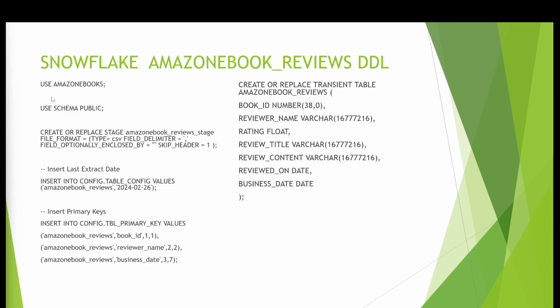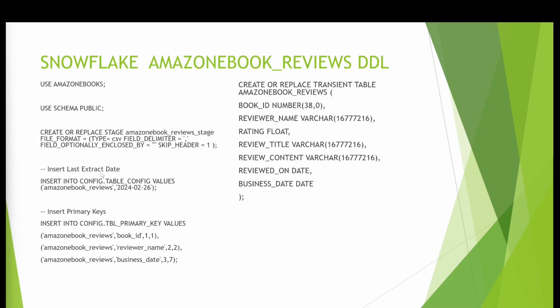Here also I just add all the details. We're creating a stage. Here also I use a named stage. The stage name is Amazon book underscore reviews underscore stage. This is also in the same file format, CSV, delimiter comma, and option enclosed by, skip header equal to 1.